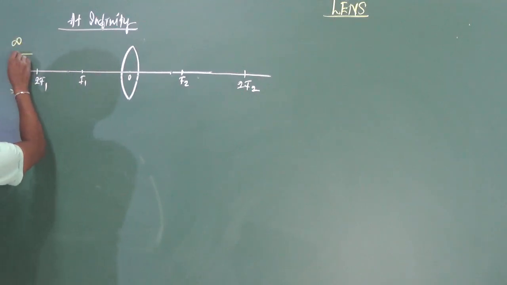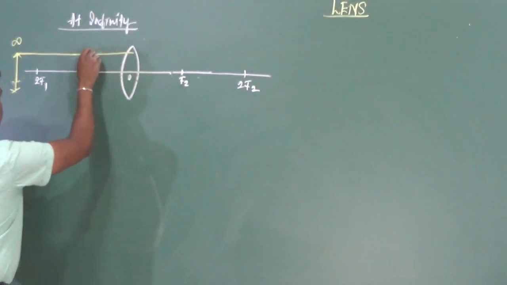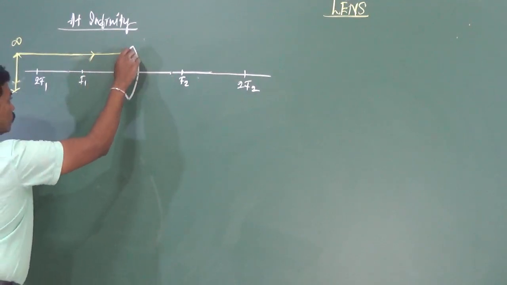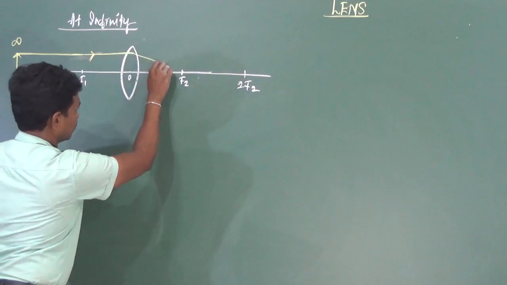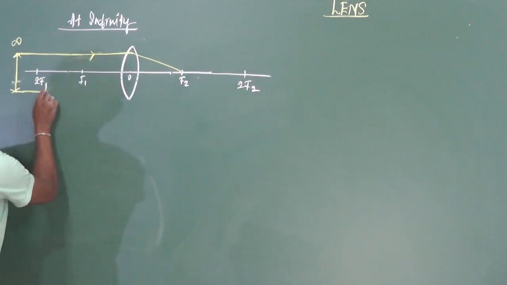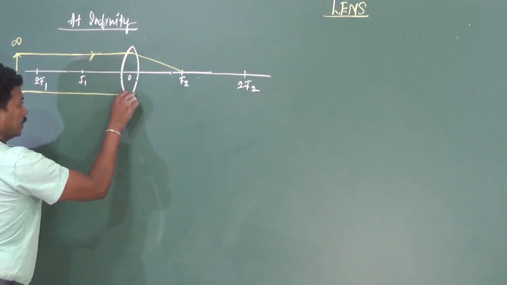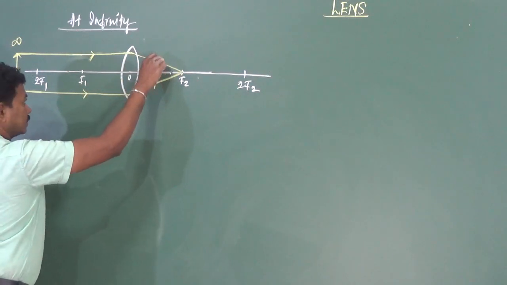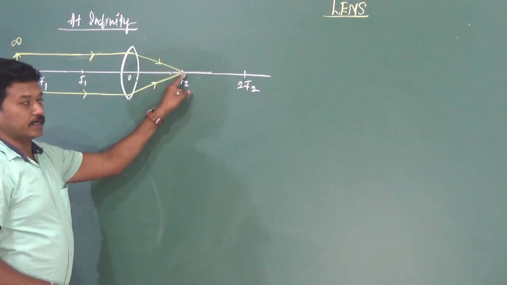Let us take two light rays which are traveling parallel to the principal axis. This is a light ray traveling parallel to the principal axis to the lens. According to rule 1, if a light ray is traveling parallel to the principal axis, after refraction it is going to pass through the principal focus. The second light ray is also passing through the lens, it gets refracted at this point, and it also passes through the principal focus. So the two actual light rays after refraction are meeting at point F2.